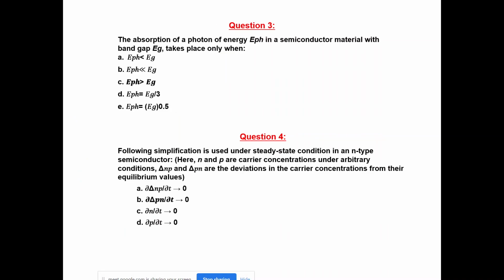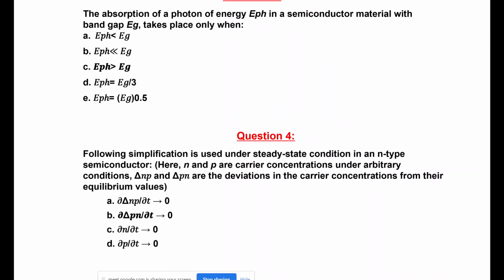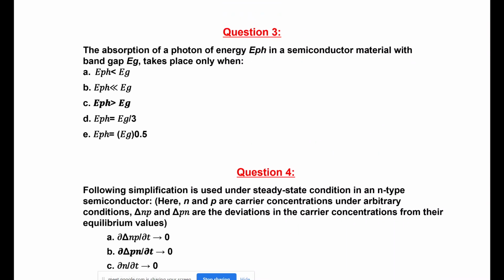Okay, let's move to the next question. This is an easy question. The third question is saying the absorption of a photon of energy E photon in a semiconductor material with bandgap EG takes place only when. It's a very easy question. When E photon is lesser than bandgap, E photon is very very less than bandgap, E photon is greater than bandgap, E photon is EG by 3, or E photon is equal to EG raised to 0.5.